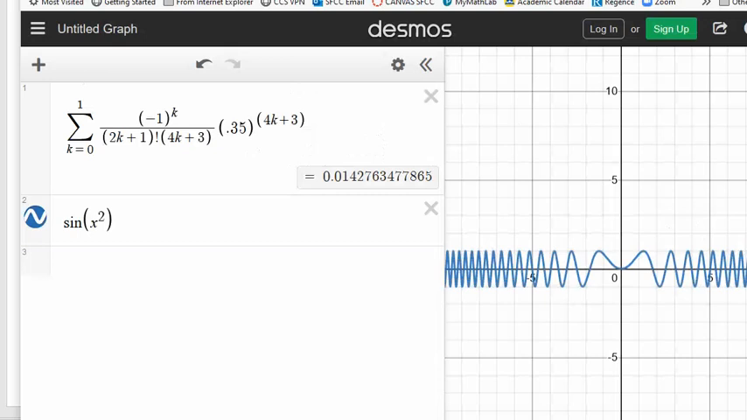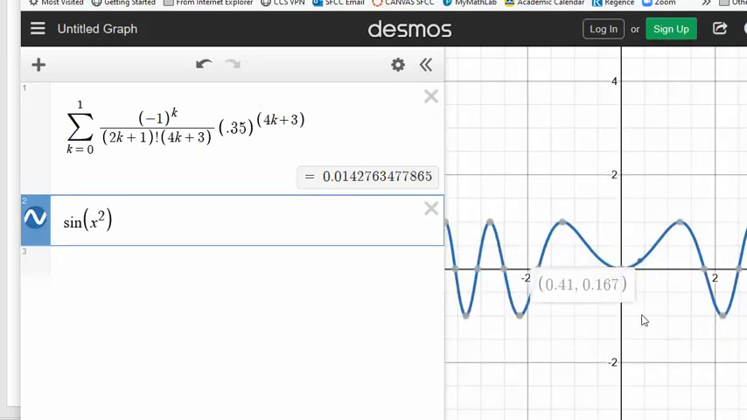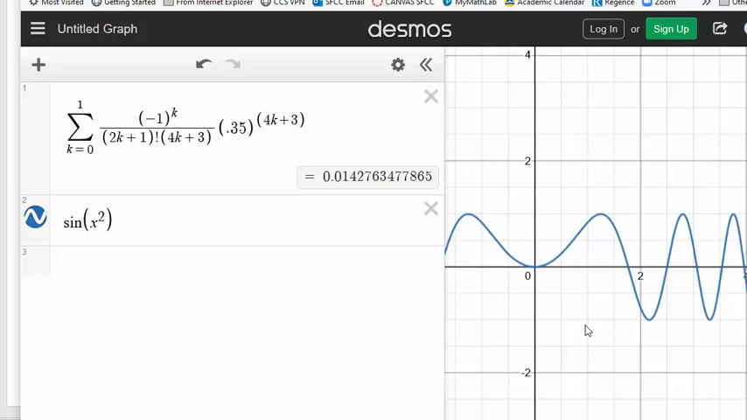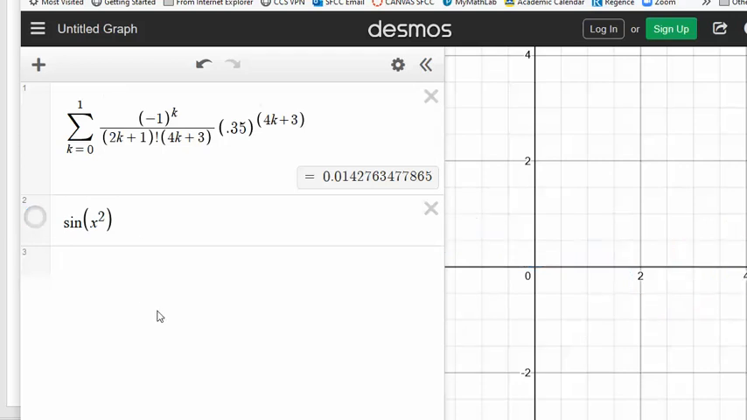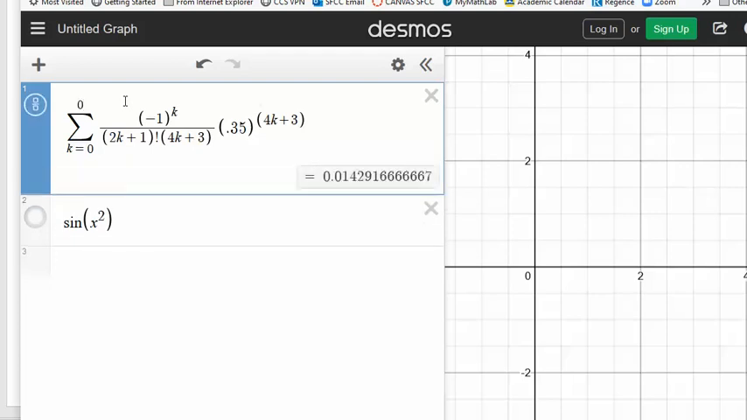I think I've got Desmos pulled up. Oh, here's the sine squared function, which is kind of interesting here. Maybe we'll turn this graph on later. Let's turn this off for right now. So I had the 0.35 in there, and I was doing the sum from 0 to 1. That was that decimal we got. Now I'm going to change this to, well, let's do 0 to 0. So that's just the first term when k is 0. So look at, we have 0.01429.